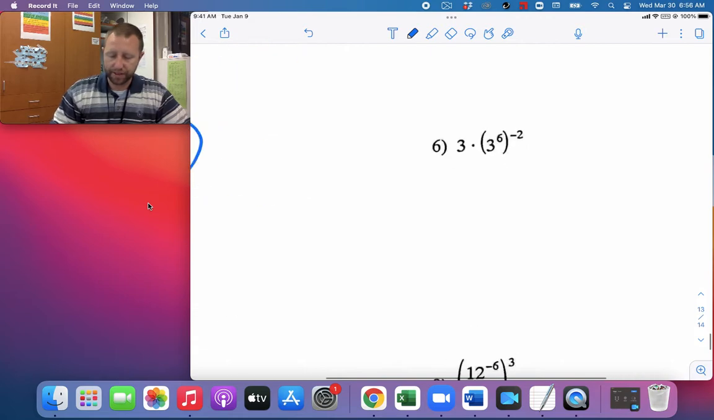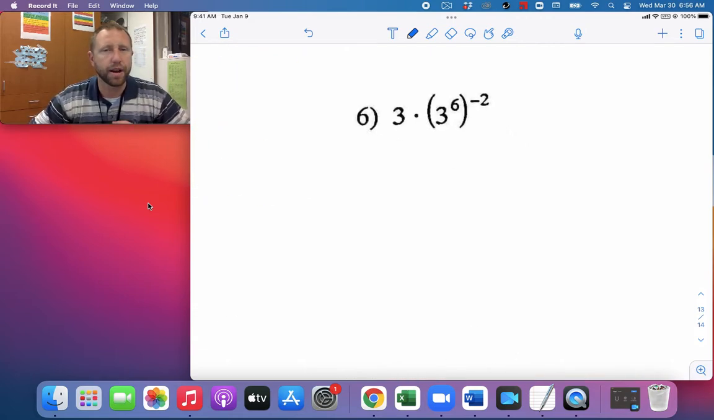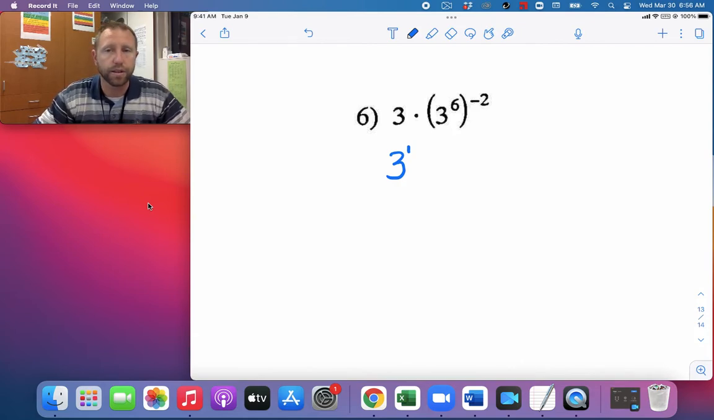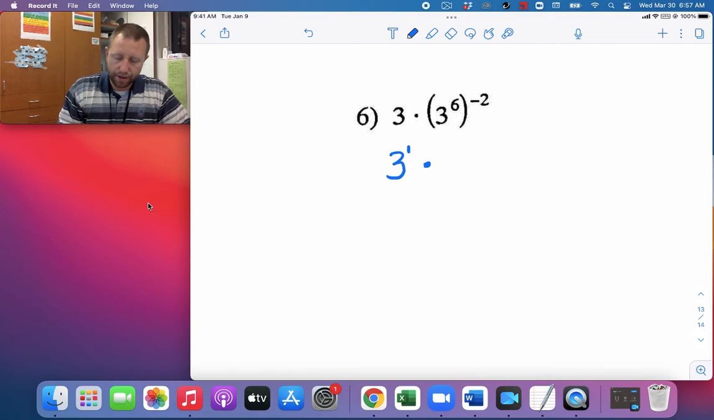For number 6, I've got a couple things going on here. I have the power to a power rule, and that's actually what I'm going to start with. I kind of like to follow the order of operations. If I see a number with parentheses, I want to do that first. So here, I'm going to just bring down the 3 for now. I'm also going to add a little 1 there, because remember, if there's no exponent there, we know it's really a 1. And then that's going to be times 3 to the 6 times negative 2 power.